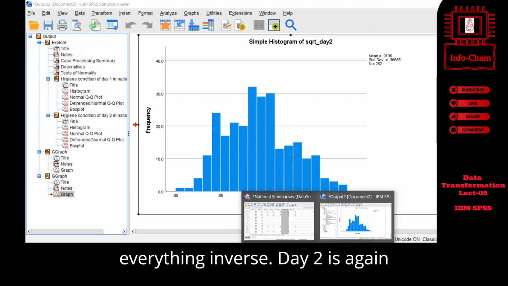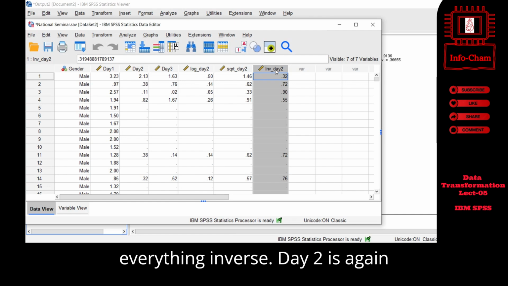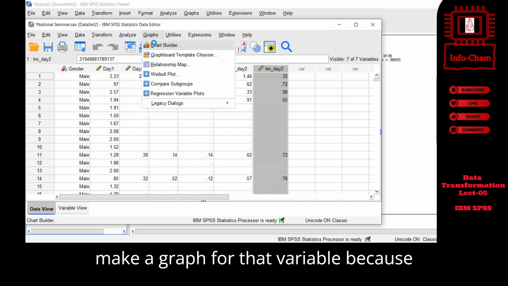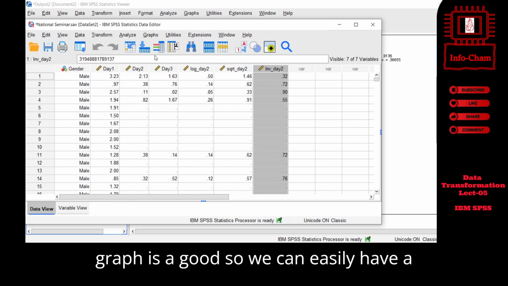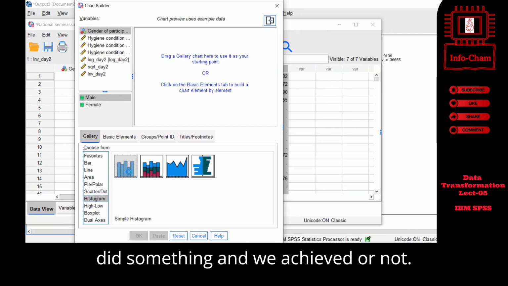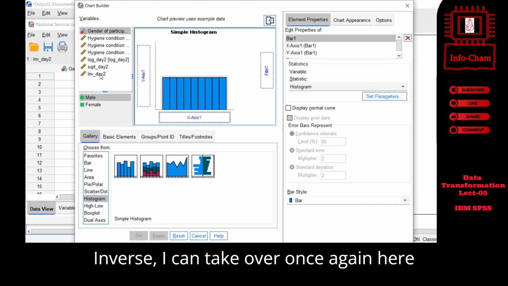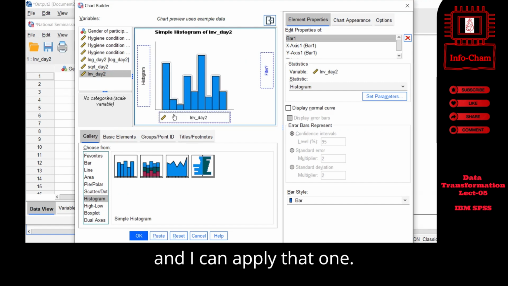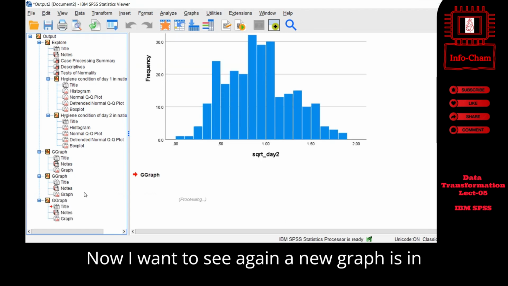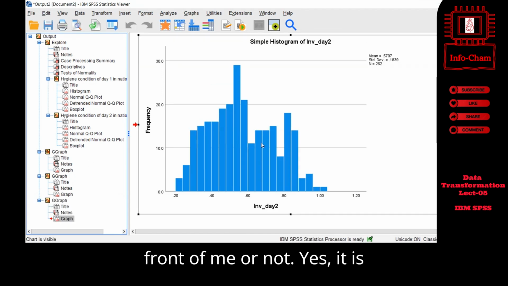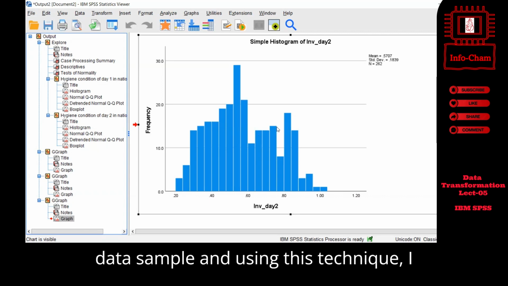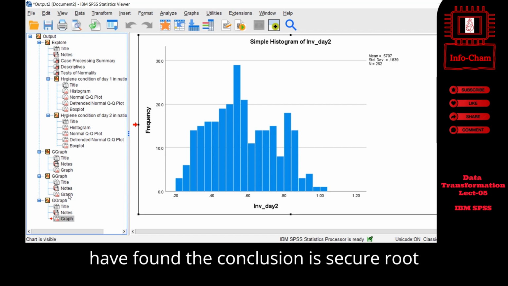So I want to check everything. Inverse Day 2 is again created for me. Now I want to again make a graph for that variable, because a graph is good, so we can easily have a good idea, a good guess, whether we achieved something or not. Inverse I can take over once again here, and I can apply that one. Now I want to see whether a new graph is in front of me or not. Yes, it is again looking good.